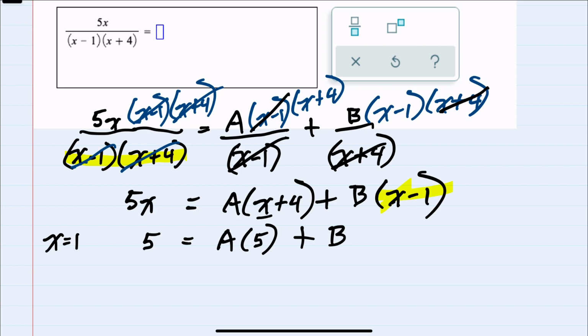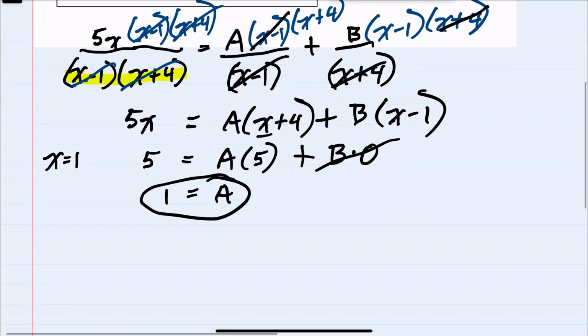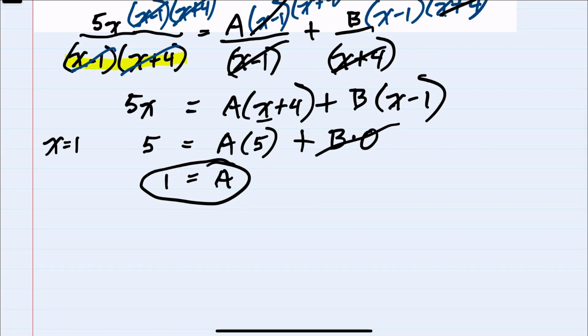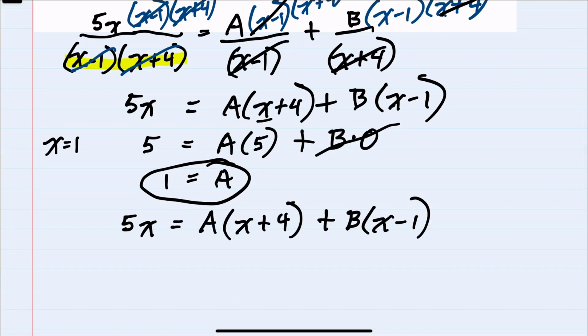1 minus 1 is 0, so this is just b times 0. The b times 0 has completely eliminated b, and I have 5 equals 5 times a, so I know that a equals 1. Using that same strategy again, but this time instead of canceling out the term with the b, I'll cancel out the term with the a by letting x equal negative 4.